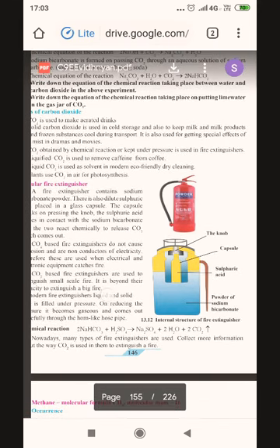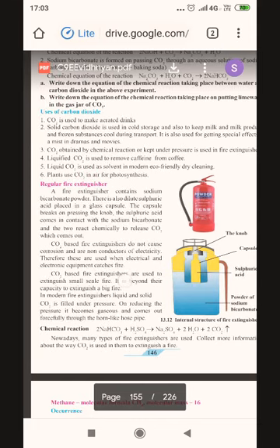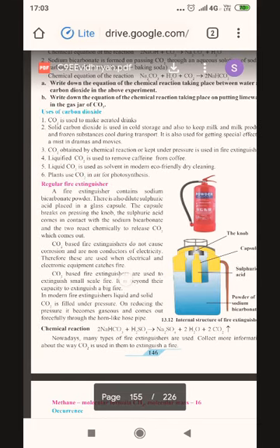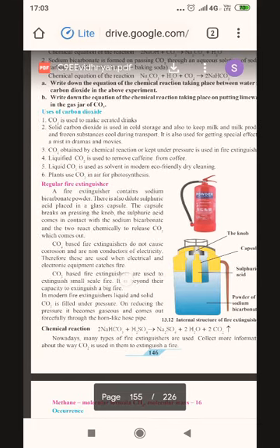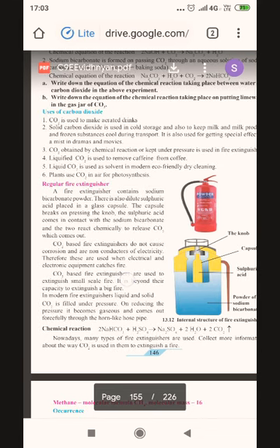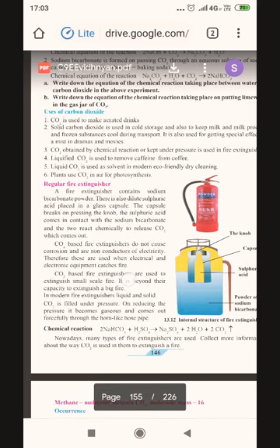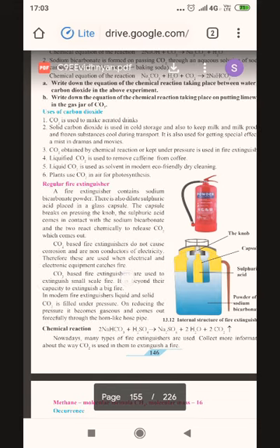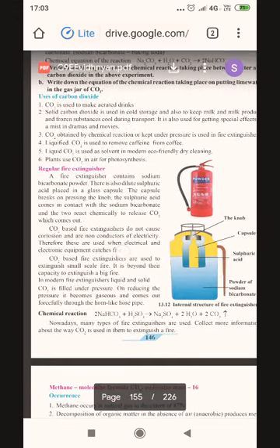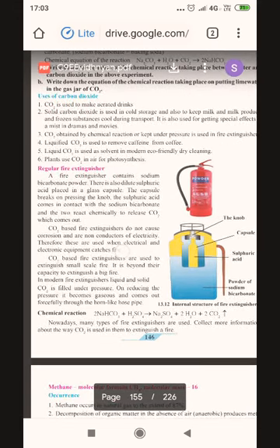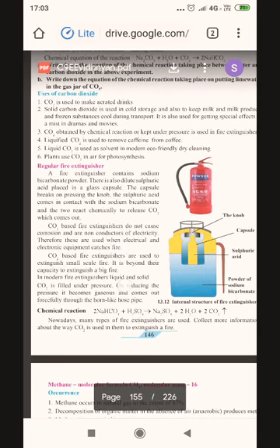Now, uses of carbon dioxide. Carbon dioxide is used to make aerated drinks, like cold drinks such as Thums Up and Coca-Cola. In all of these, carbon dioxide gas is used, therefore they are called aerated drinks. Solid carbon dioxide is used in cold storage and also to keep milk and milk products and frozen substances cool during transportation, since a freezer or fridge cannot be transported from one place to another.